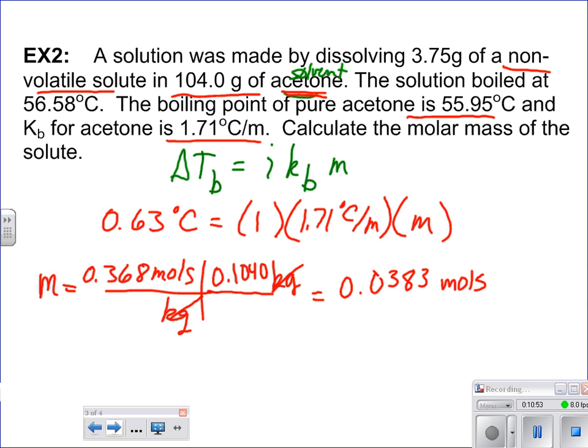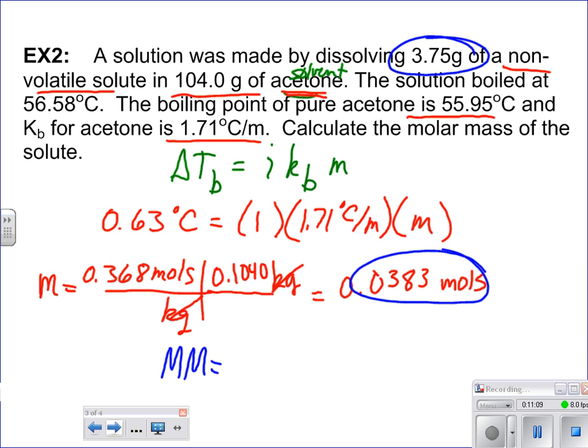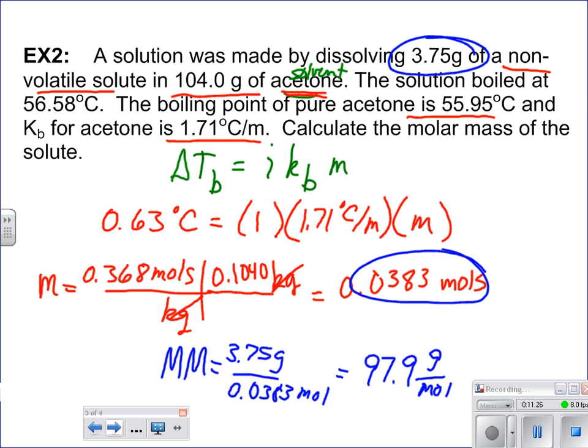Now it's easy. All I have to do is say, well, I'm starting off with 3.75 grams of my solute, and I know that in those 3.75 grams I've got 0.0383 moles, so my molar mass is going to be equal to 3.75 grams divided by 0.0383 moles, and we get the mass equal to 97.9 grams per mole.